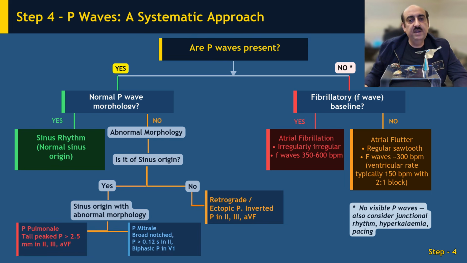And one final tip: absence of P waves doesn't occur only in atrial fibrillation or atrial flutter, but there could be other reasons for absence of P waves, like junctional rhythm, as we discussed before. Sometimes they may be totally absent rather than negative or inverted. It could also be hyperkalemia or cardiac pacing. So these are some of the other reasons for absence of P waves.